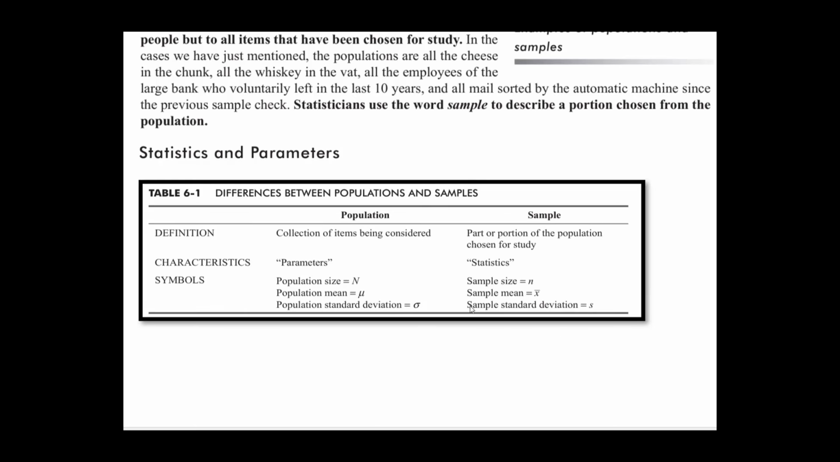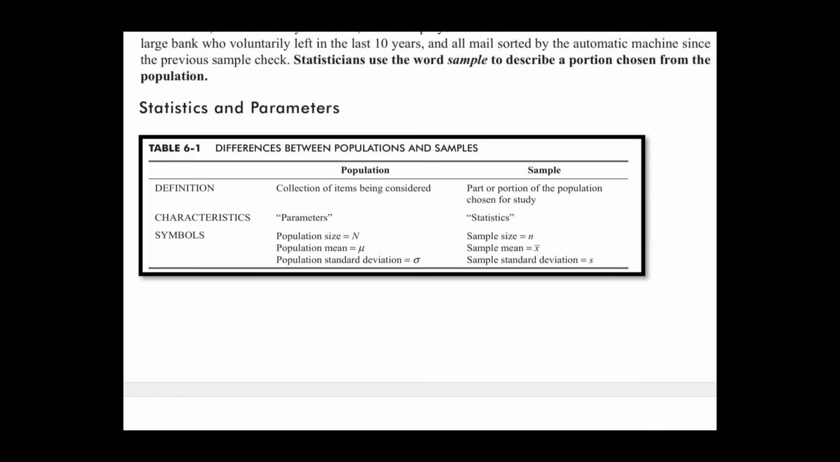The table denotes various notations used. When we talk of population, we call the specifications parameters, whereas for sample we call them statistics. Population size is capital N, sample size is small n, population mean is capital mu, and sample mean is x bar. Population variance is sigma square, not written here. Sample variance is s square. Population standard deviation is sigma. Sample standard deviation is s.